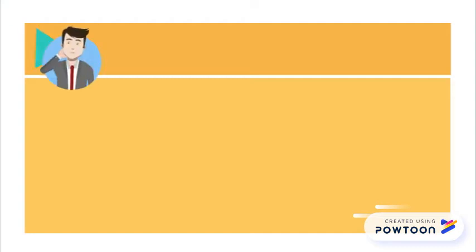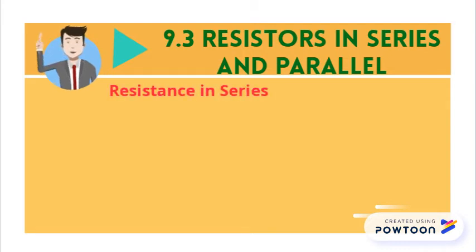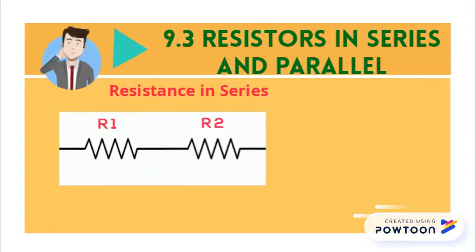Section 9.3. Resistors in series and parallel connection. Resistors are said to be connected in series when they are directly connected end-to-end with no branching point in between them.